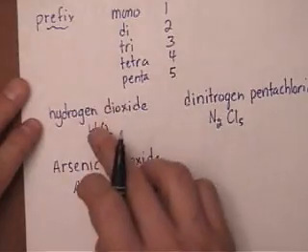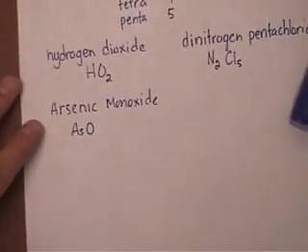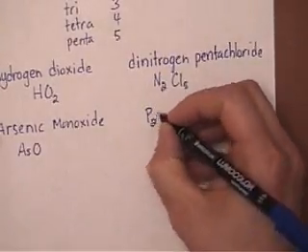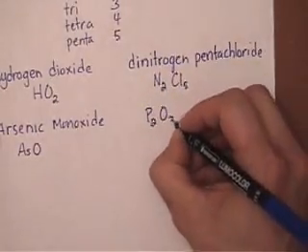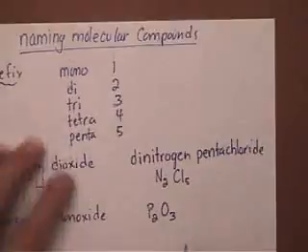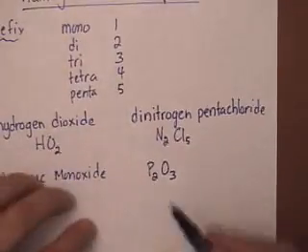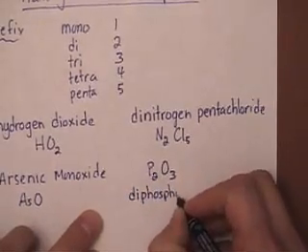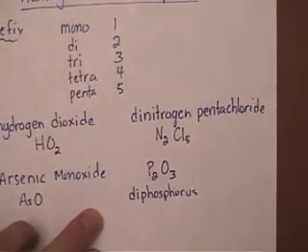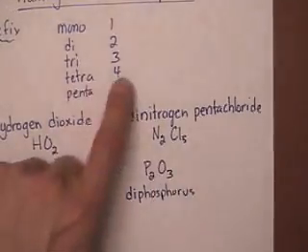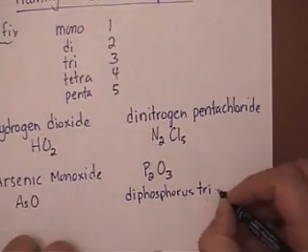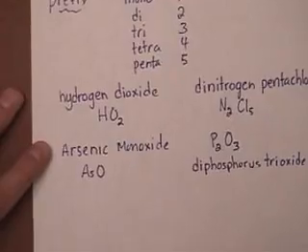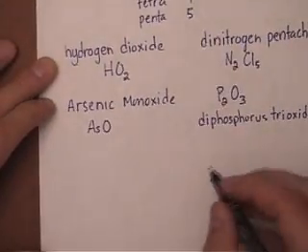Now that we've seen the names and written down the compounds, let's do some compounds and write down the names. So let's go to this compound, P2O3. Well, di is the 2, so that's going to be diphosphorus. And 3 is trioxide. Trioxide.